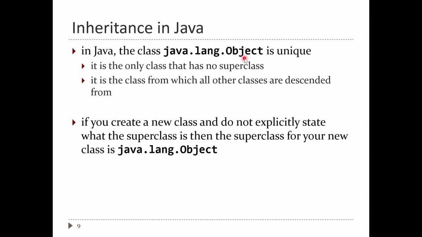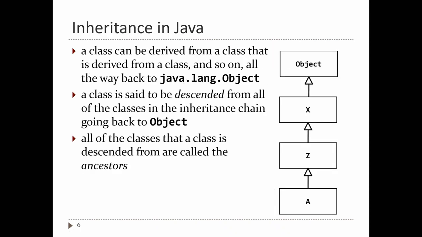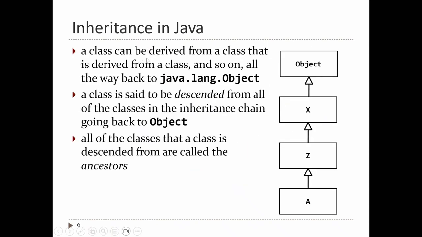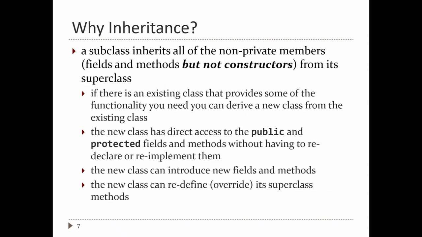So the way that the Java language is designed, Object is unique. It's the only class in Java that has no superclass. And furthermore, it's the class from which all other classes are descended. That's what this picture was showing you back here. Every class descends from Object. Object has no parent class, so it's at the top of the Java class hierarchy.